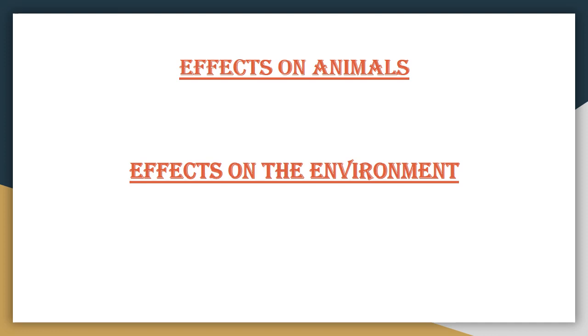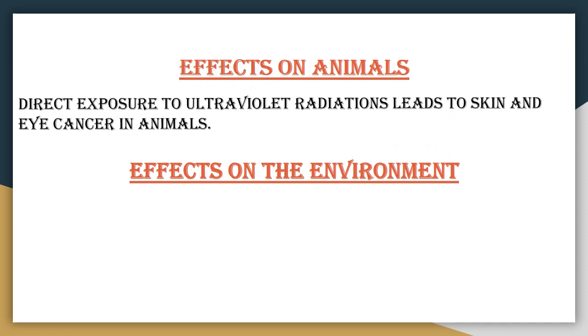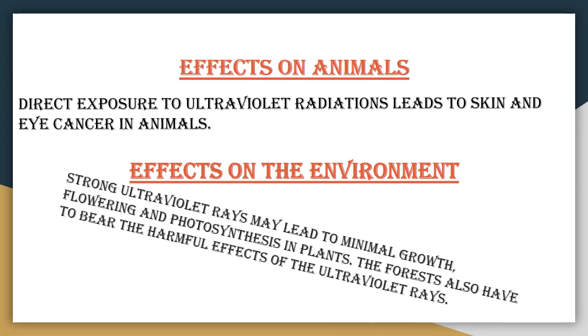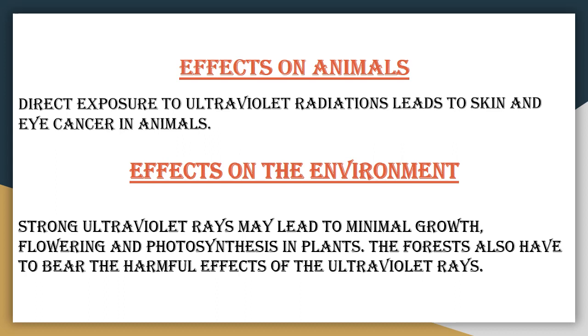Effects on animals. Direct exposure to UV rays leads to skin and eye cancer in animals. Effects on the environment. Strong ultraviolet rays may lead to minimal growth, flowering and photosynthesis in plants. The forests also have to bear the harmful effects of the UV rays.